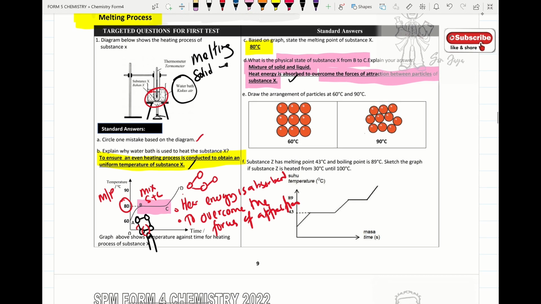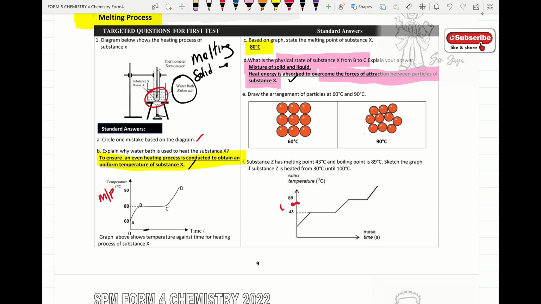All right, draw the arrangement of the particles at 60 degrees Celsius. At 60 degrees Celsius the particles are in the solid state, and at 90 degrees Celsius the particles are in the liquid state. So make sure you draw 3 layers, with the same size of atoms, arranged closely packed and in order. In the liquid state, they are arranged closely packed but not in order.